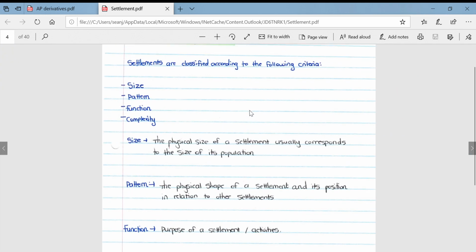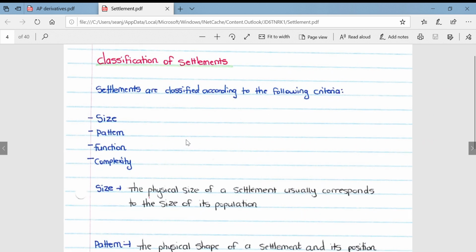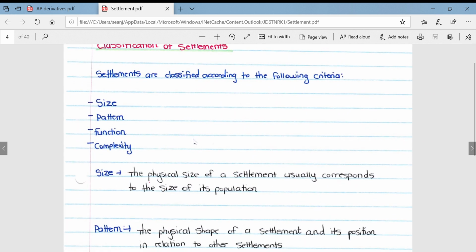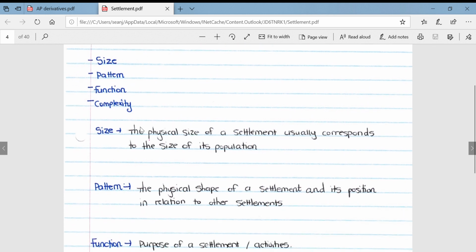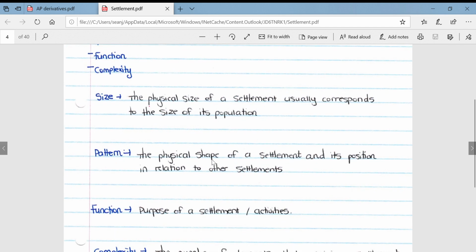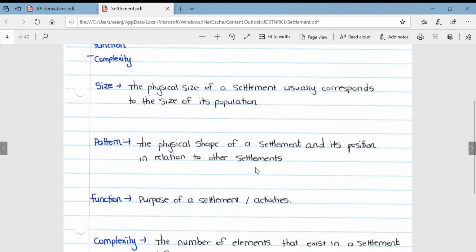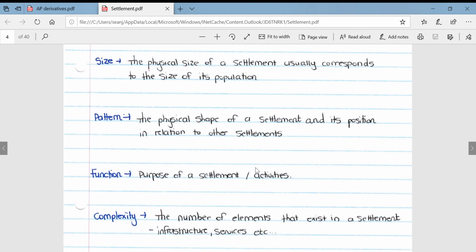Then we go on to some further notes about classification of settlements. Settlements are classified according to the following criteria: their size, pattern, function, and complexity. When looking at the size, it's the physical size of a settlement, which usually corresponds to the size of its population. Pattern, the physical shape of a settlement and its position in relation to other settlements.